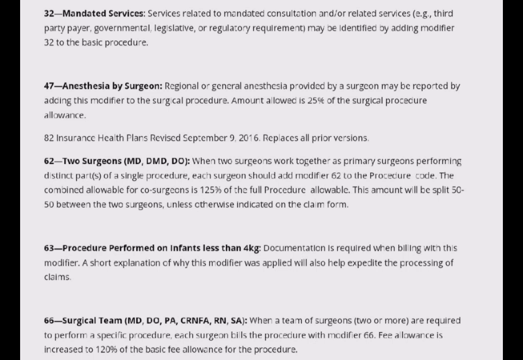Insurance health plans revised September 9, 2016. Replaces all prior versions.